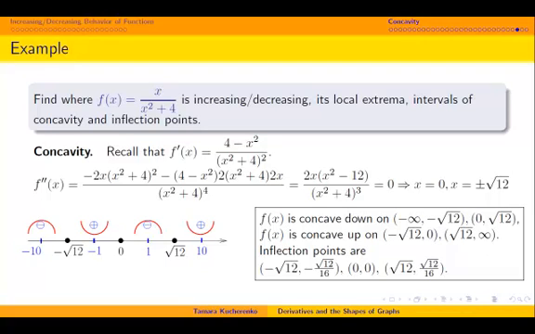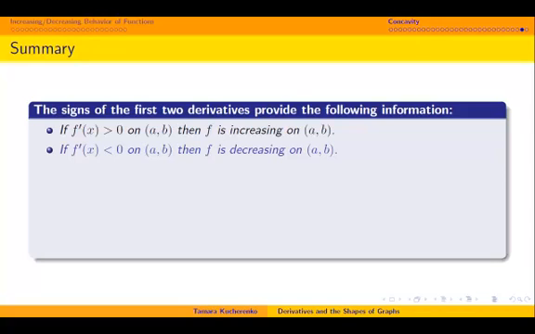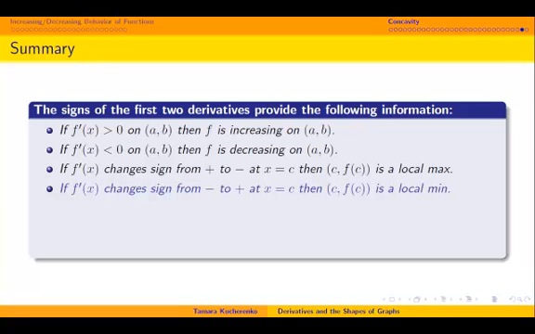To finish the lecture, I will summarize everything we've learned. The signs of the first 2 derivatives provide the following information. If f prime of x is positive on (a, b), then f is increasing on (a, b). If the derivative f prime of x is negative on (a, b), then the function f is decreasing on (a, b). If f prime changes sign from positive to negative at x equals c, then the point (c, f of c) is a local maximum. If f prime of x changes sign from negative to positive at x equals c, then the point (c, f of c) is a local minimum.